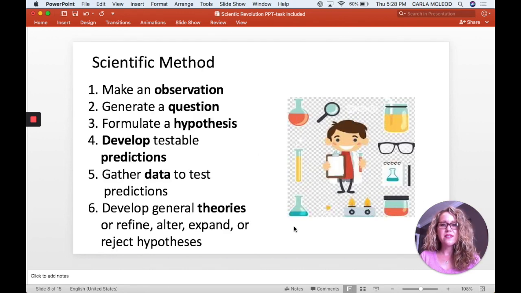Then we had the scientific method, and you were supposed to list the steps. 1, make an observation. 2, generate a question. 3, formulate a hypothesis. 4, develop testable predictions. 5, gather data to test predictions. 6, develop general theories or refine, alter, expand, or reject hypotheses.